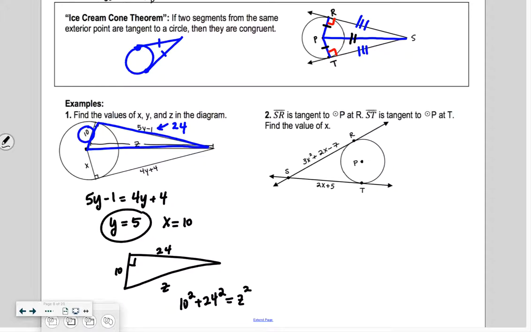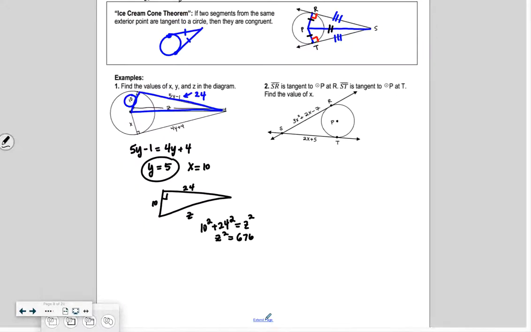I think we just did one like this. Do you guys remember this Pythagorean triple? We get z squared equals 676, which when we take the square root, do you guys know what we get?